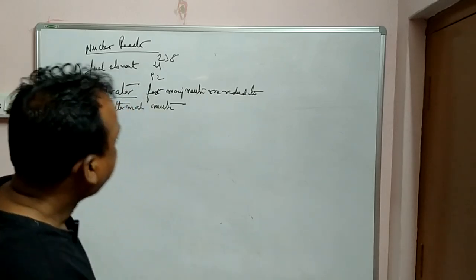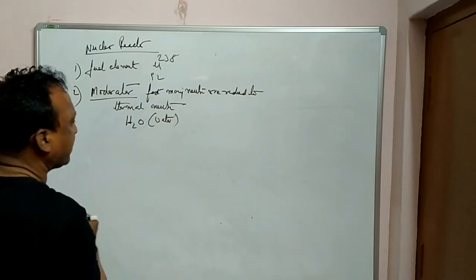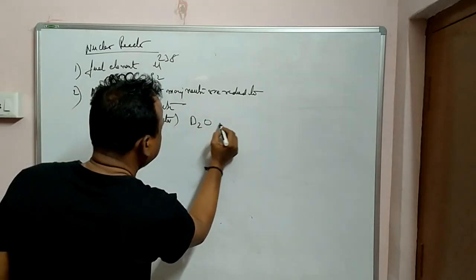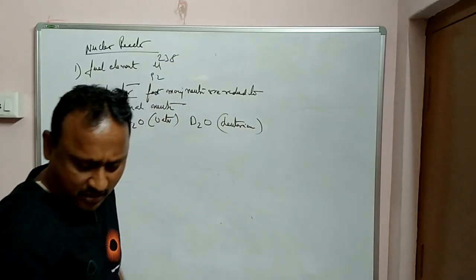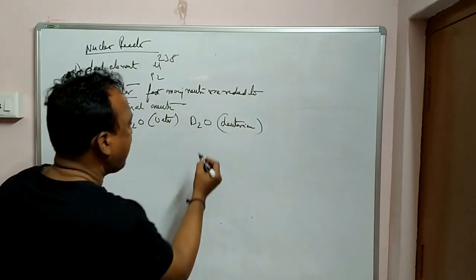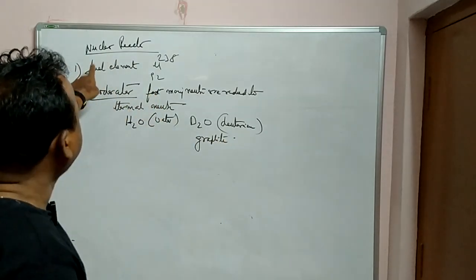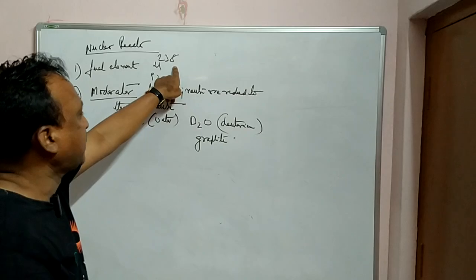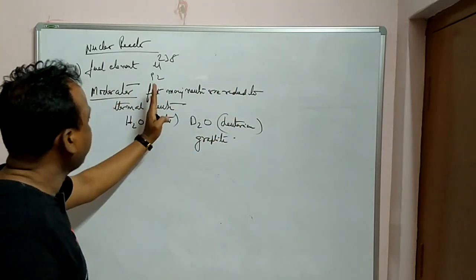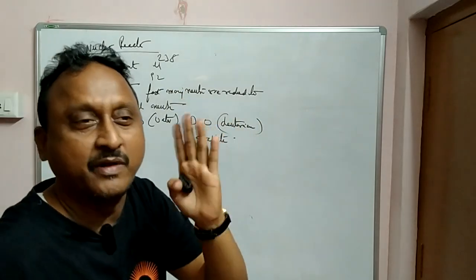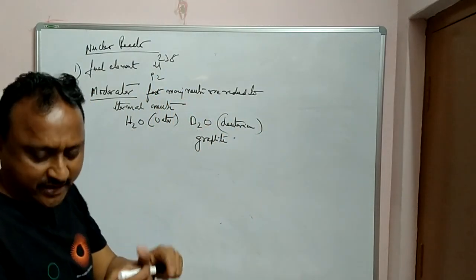Mainly, normal water is used as a moderator in a nuclear reactor. Sometimes deuterium, heavy water, is also used, and of course graphite is also sometimes used. Okay? So these are the fuel elements. Uranium 238 isotopes are used in nuclear reactors. The moderator reduces the speed of the neutrons to thermal neutrons, like ordinary water, heavy water, deuterium and graphite.